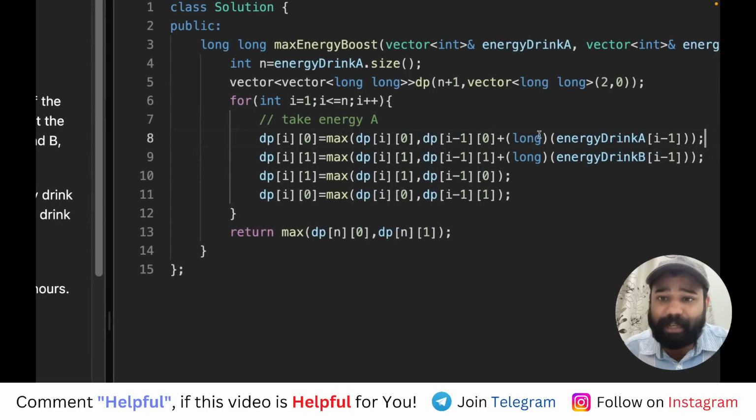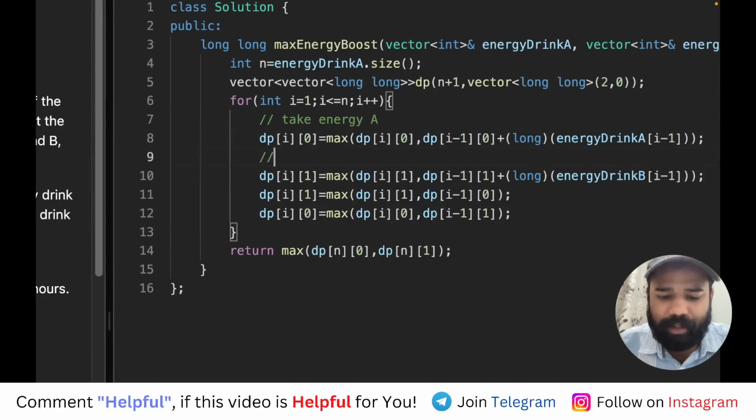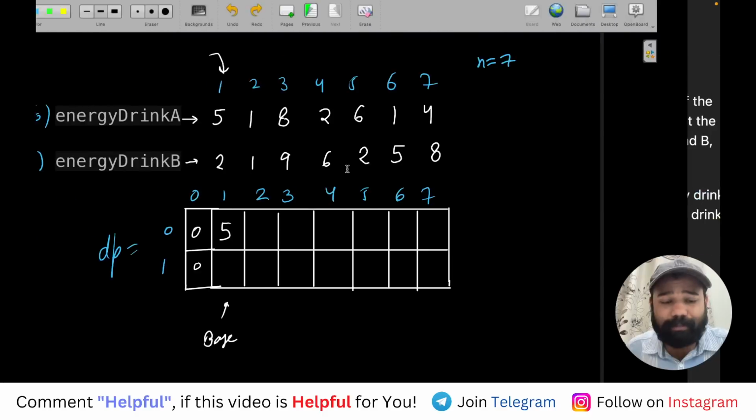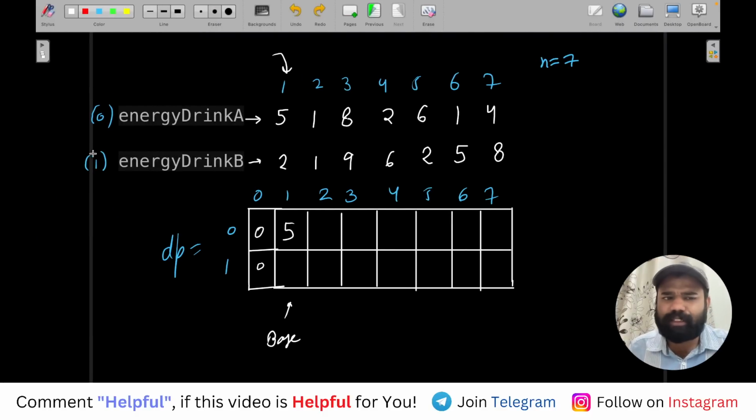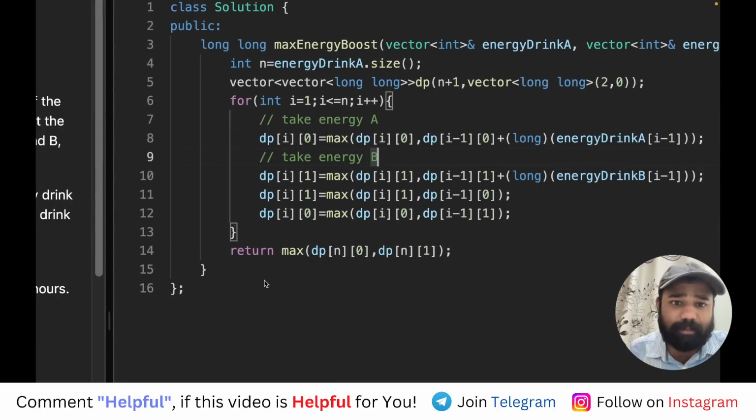Okay, and same case is for the energy B. So I'm saying take energy drink B. So when I take energy drink B, I'm doing the same for the first index. So first index is considered as B and 0 as A. Okay, here it will be 2 because current is 2 and before it was just 0. Right, amazing. Up next बहुत important case. Next case is that this is the take case. Take case means you are taking energy A, you are taking energy B.